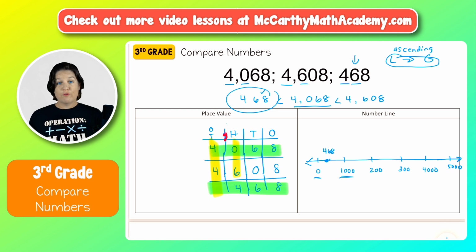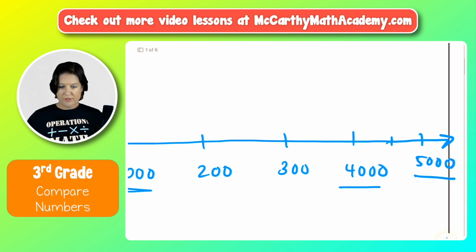All right, next we have 4,068. So that would be between 4,000 and 5,000. So 4,500 would be the halfway point right about in there. Let me zoom in so you can see. And 4,068 would be pretty close to 4,000. We didn't get too far with that. So it's going to be right here, 4,068.